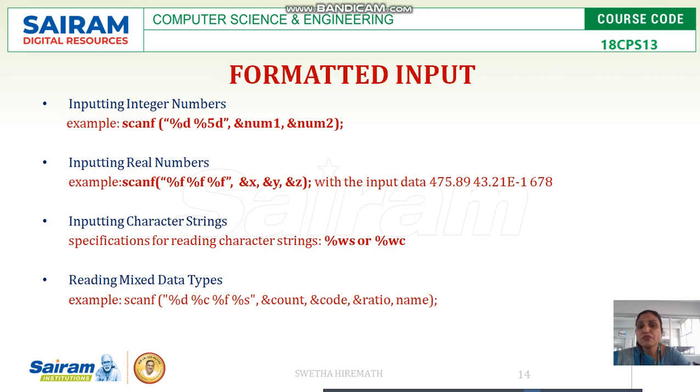Inputting real numbers. How are we going to read the real numbers? Scanf followed by %f. %f specifies floating point numbers. So here we are going to read three values: &x, &y, and &z. They may be exponential, decimal or octal values, and they can be read.